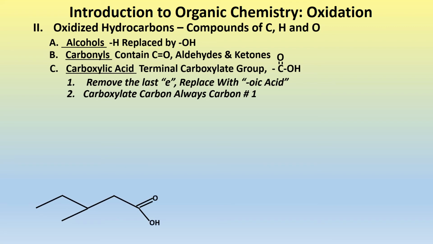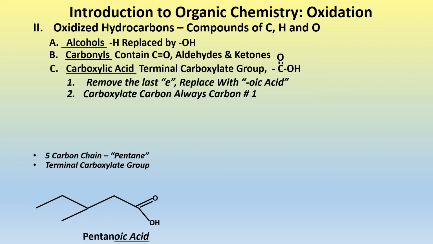So if we look, you see a molecule that is a 5-carbon chain, which would be a pentane. It has a terminal carboxylate group, which makes it pentanoic acid. There is also a methyl group on carbon 3, therefore the name of the molecule is 3-methyl pentanoic acid.